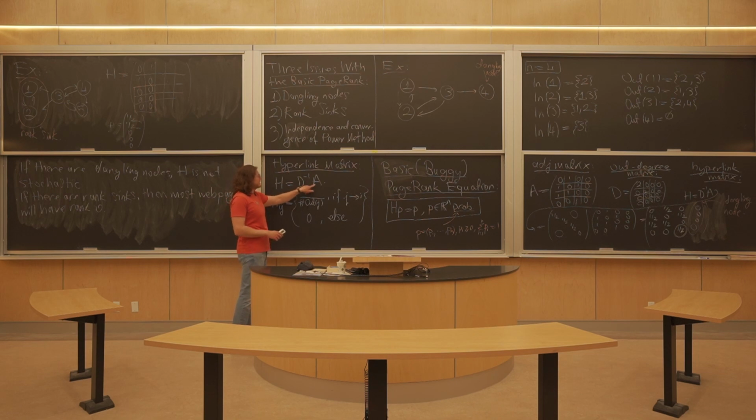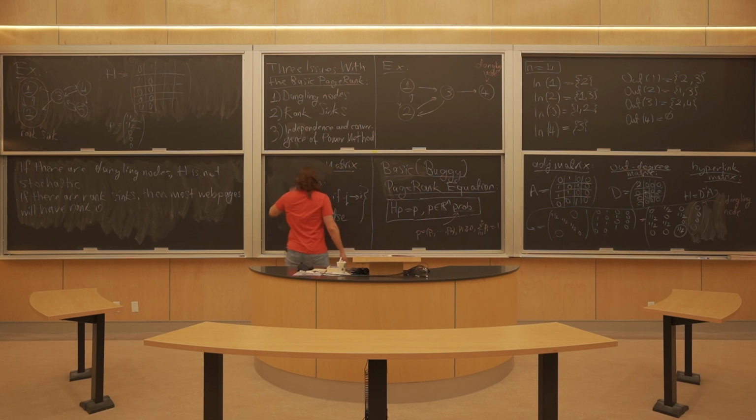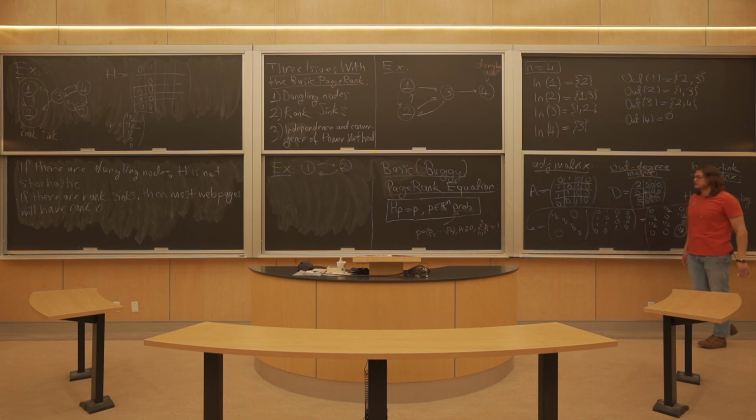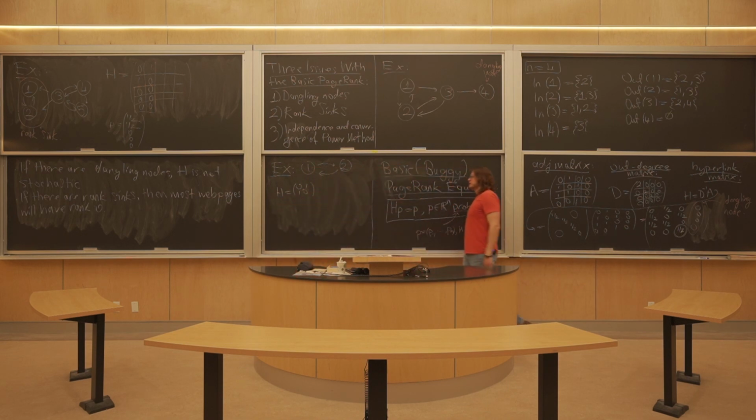I'm thinking more and more that this should be A times D inverse, not D times A inverse. But here's an example. This is a very simple example, but I think it is illustrative. I have 2 web pages. 1 points to 2, 2 points to 1. Hyperlink matrix is this permutation matrix. It's 2 by 2, stochastic. It's nice.